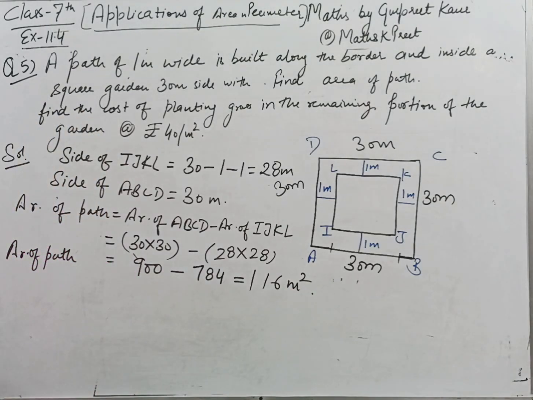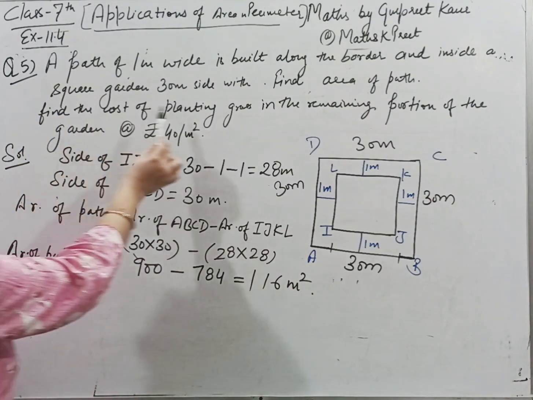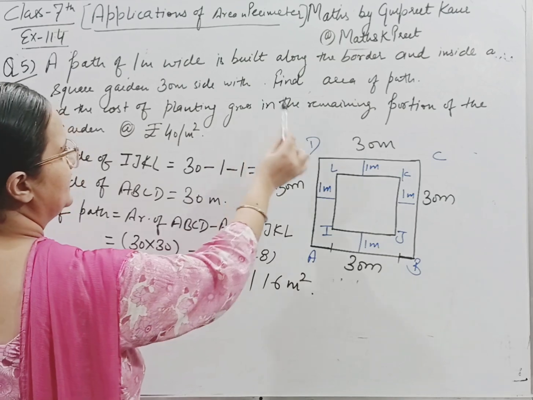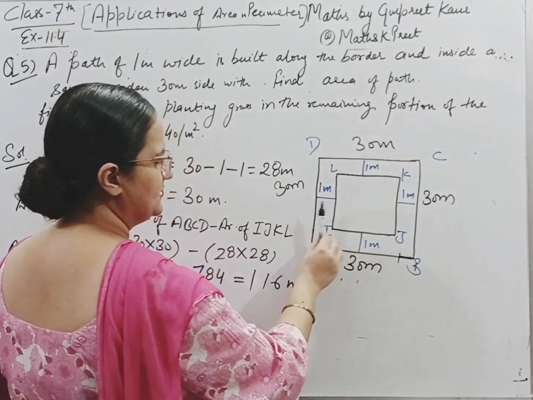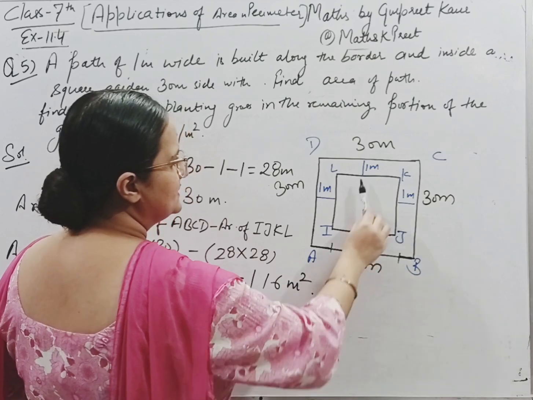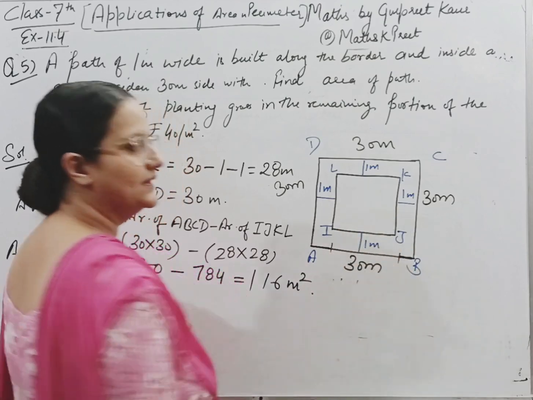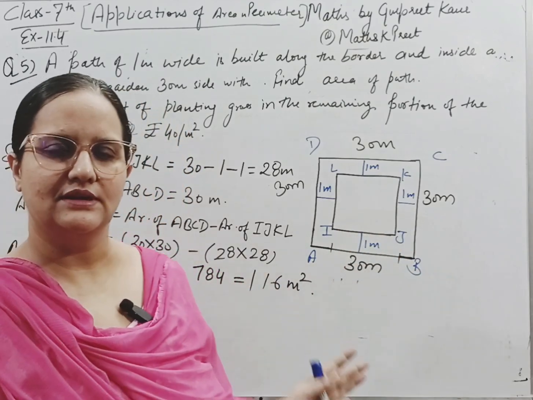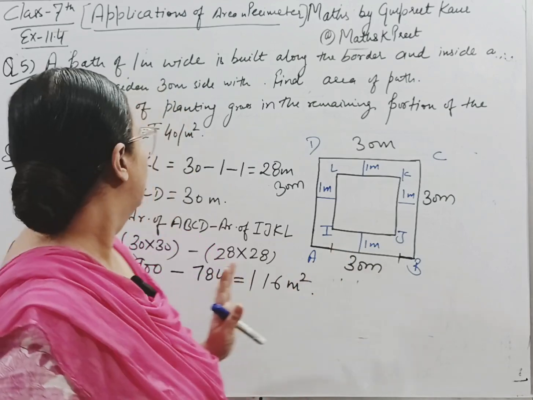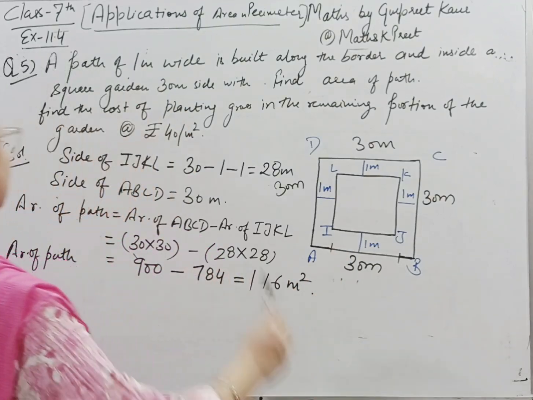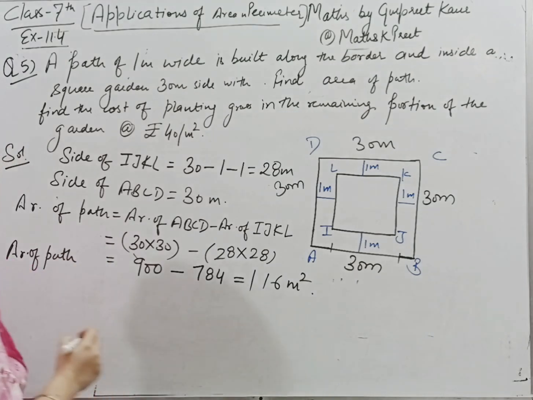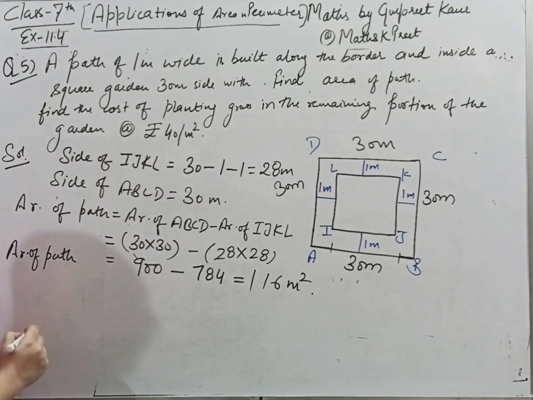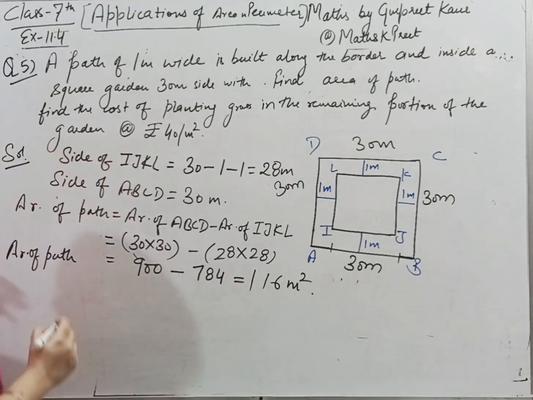The next part is asking to find the cost of planting grass in the remaining portion of the garden. This was my complete garden ABCD. This is the path. That means this is the remaining area. IJKL is the remaining area of this garden where we have to plant the grass. The cost of planting the grass is rupees 40 per meter square. We have to find the complete cost of planting the grass.